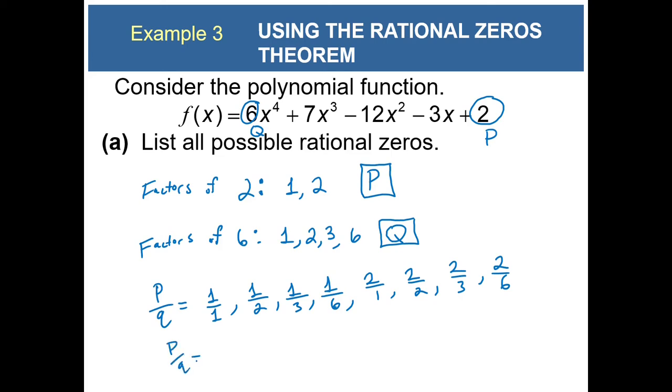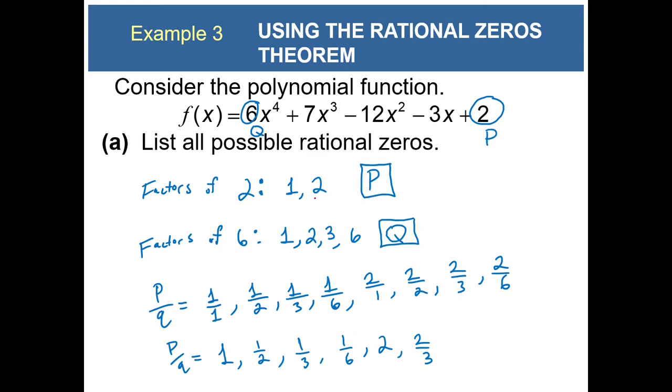p over q can be equal to 1 over 1, which is just 1. And we have a 1/2, a 1/3, a 1/6. 2 over 1 just simplifies to 2. 2 over 2 is the same as 1, so we are not going to repeat ourselves. We'll just leave it as a 1. 2/3 we don't have, so we'll put 2/3. And the last one is 2 over 6, so we'll just have these as our possible rational roots.